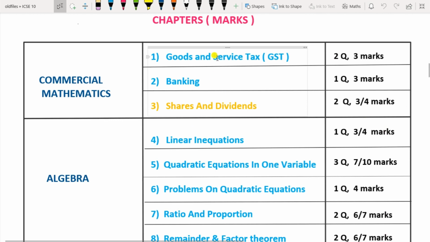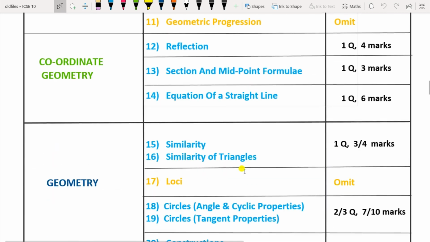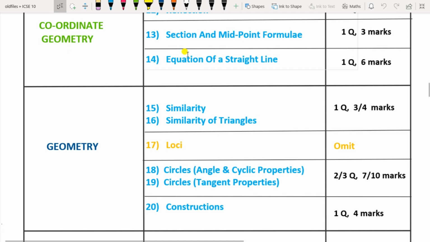In goods and tax, little bit tricky questions will be there for banking and all this, but the algebra section is quite easy, from 4th lesson to 10th lesson. So these marks you can score very easily, and these lessons from 12 onwards need a little bit of practice. These are quite new to you, so these lessons need a lot of practice, okay.